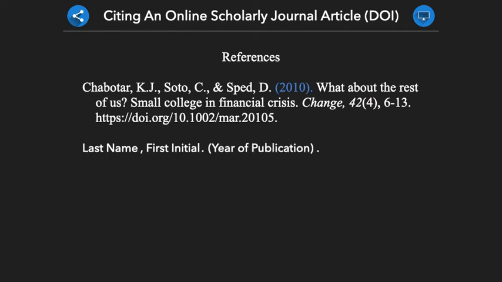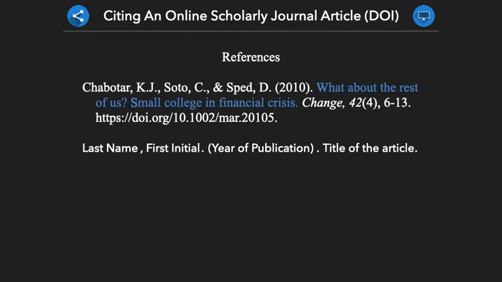The next piece of information to include is the article title. Within the article title, there are only 3 words that we capitalize: the first word of the article, the first word of any subtitle, and then any proper nouns. These are the only letters that are capitalized. Everything else is lowercase. We then conclude the article title section with a period.